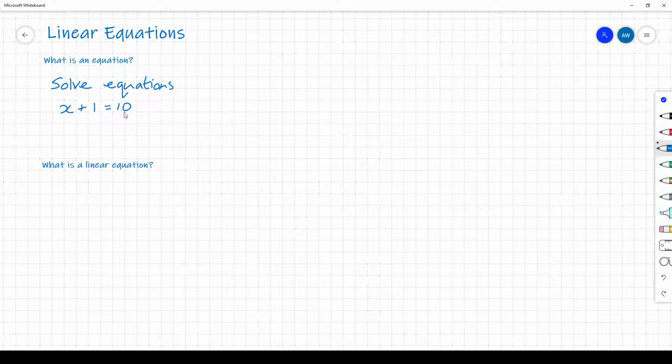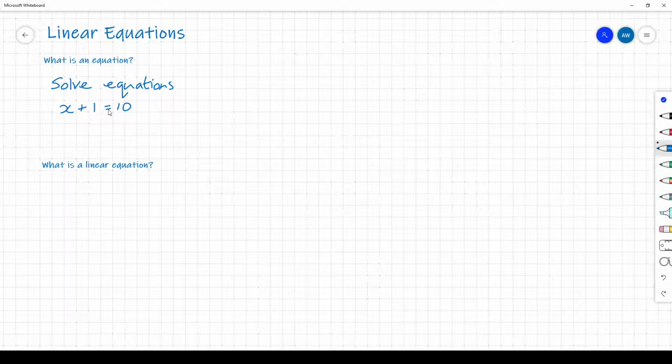X plus 1 equals 10. So x is the letter in our equation. Notice there's an equal sign. There's always an equal sign in an equation because the word equation comes from equals. So there's a clue. Whenever you see an equal sign in between some letters and numbers, and you're asked to solve it, then you know it's an equation.